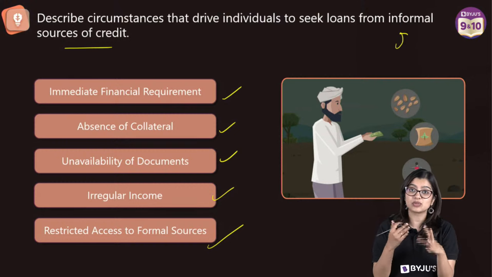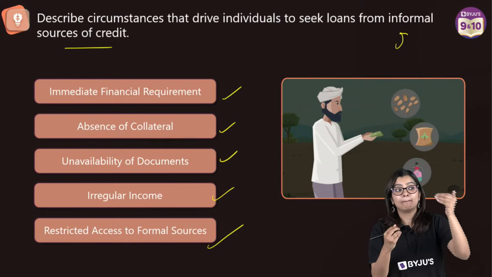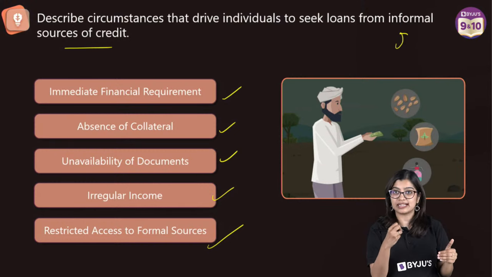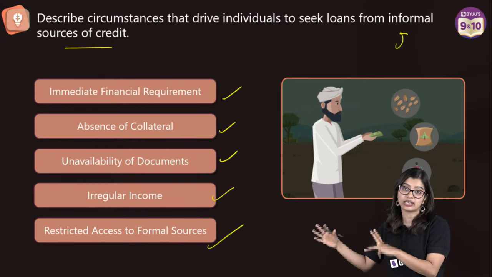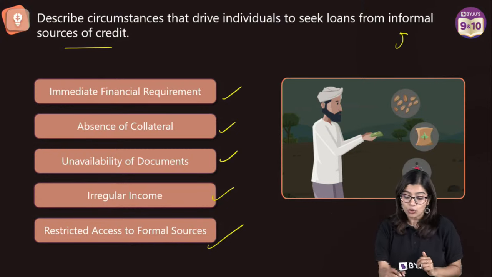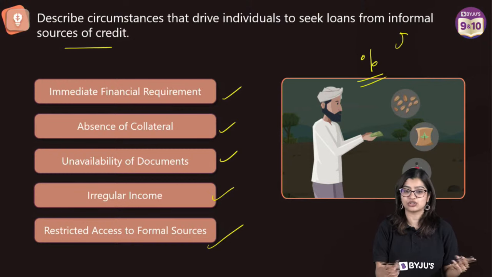In rural areas, we know that there are not enough banks and cooperative societies set up, as a result of which they depend on moneylenders and traders for money, who end up charging a high percentage of interest.